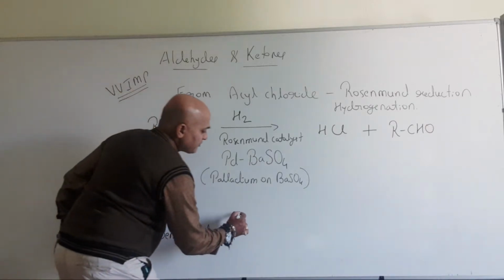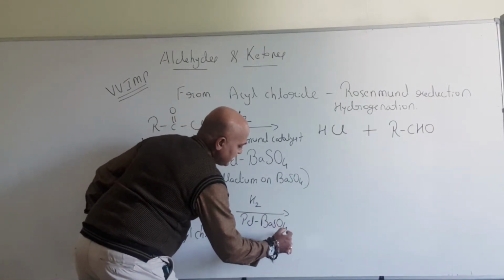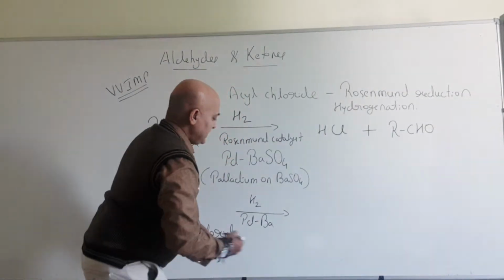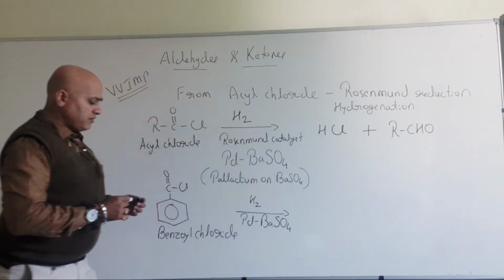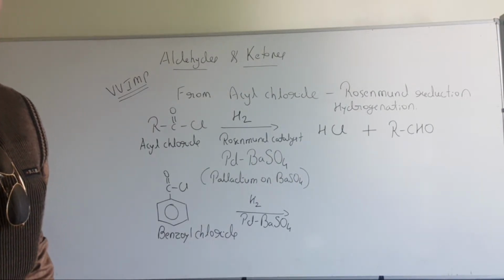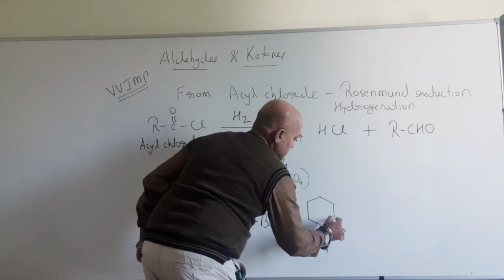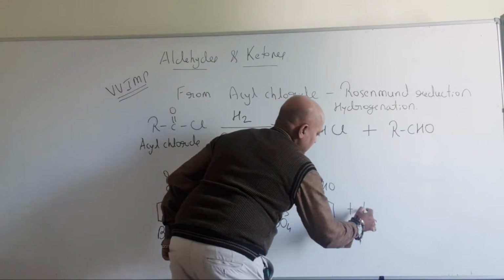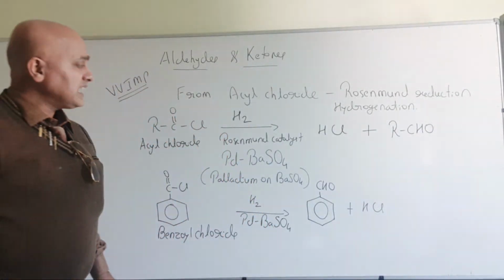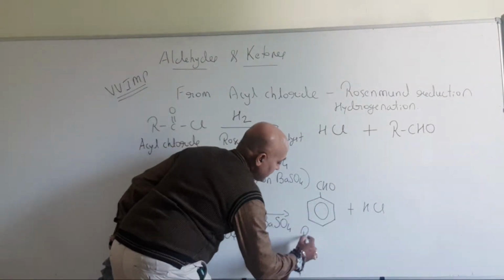Okay? Now in the presence of hydrogen and Rosenmund catalyst, that is palladium on barium sulfate, sulfate I am writing with a small letter, it will give rise to which product? Can you tell me which product will be formed if benzoyl chloride is taken? Benzaldehyde, very good. It's going to form benzaldehyde. Naturally, another product will be HCl. Benzene carbaldehyde, absolutely correct, or generally benzaldehyde or benzene carbaldehyde.